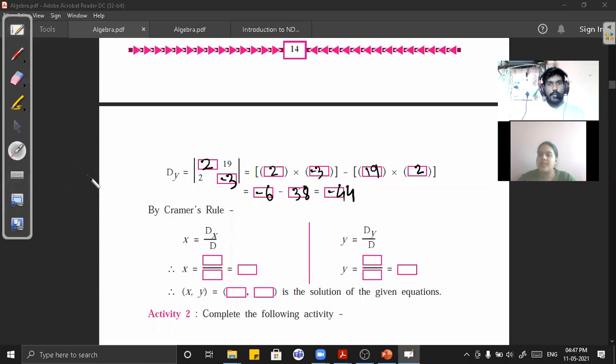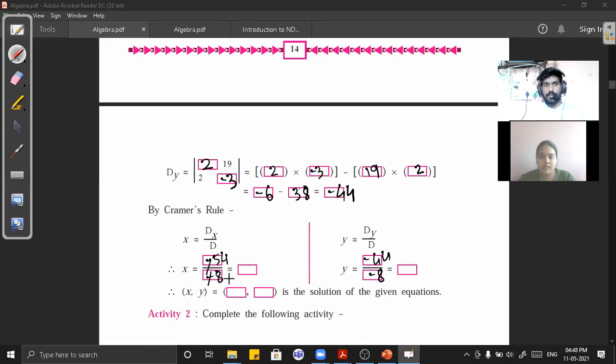Okay. Have you done this part also? Now you can submit. I would have written dx upon d, dy upon d. Okay. So that is minus 54 upon minus 8 and minus 44 upon minus 8. Okay, so your minus minus cancelled. And how much is 54 divided by 8?